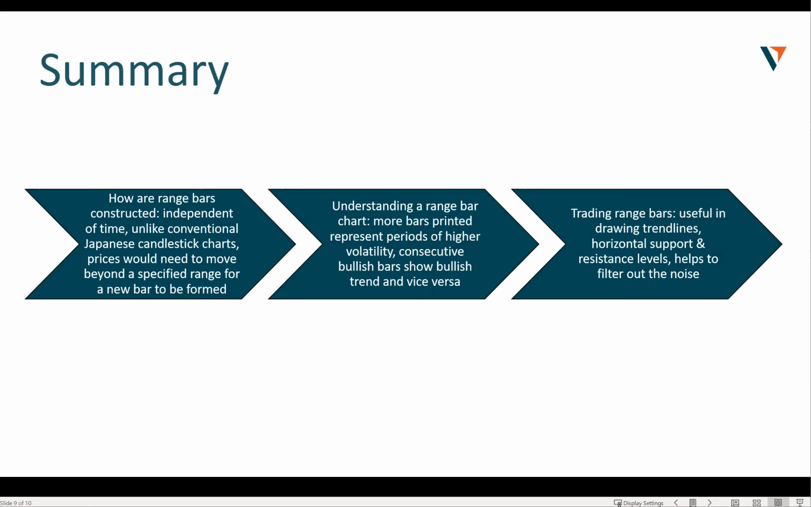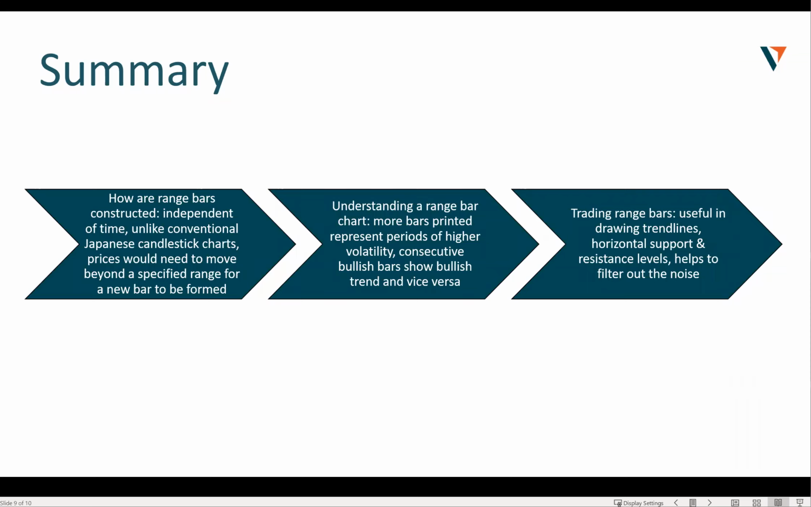We also take a look at how we can read range bars, right? So essentially, more bars being printed means one with higher volatility. Fewer bars being printed would be one with lower volatility. If you take a look at consecutive bullish bars, it shows you a bullish trend. And if it's consecutive bearish bars, it would be a bearish trend. So it's vice versa, right? And then finally, we take a look at trading range bars.